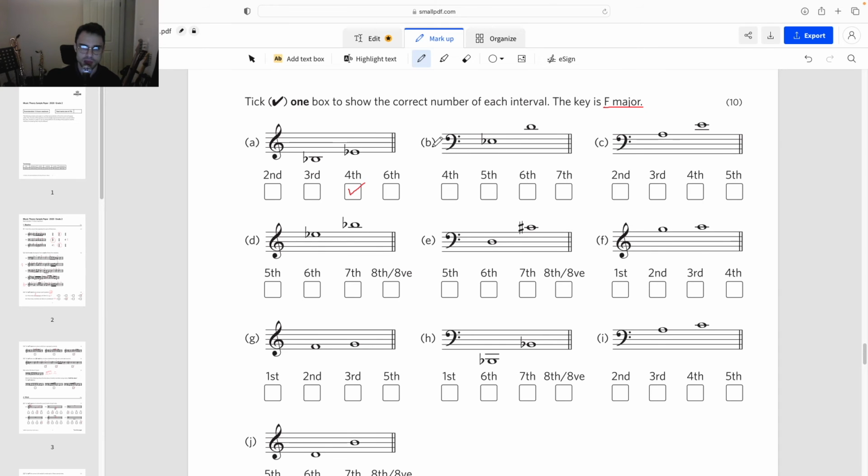All right, question B, bass clef. What's that note? You know what? I'm going to write down the names of the notes here. All right. What's that note? E flat. All right, that's an E flat. And this is a D. So let's count up how many steps it takes to get to that. E flat, F, G, A, B, C, D. That's 1, 2, 3, 4, 5, 6, 7. All right, that's a 7th.